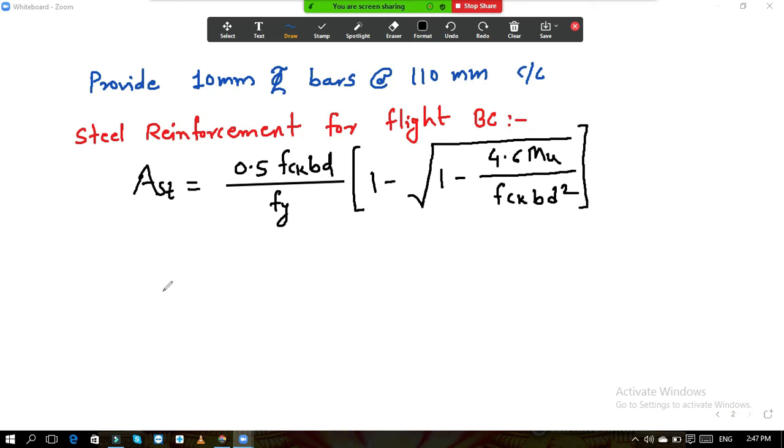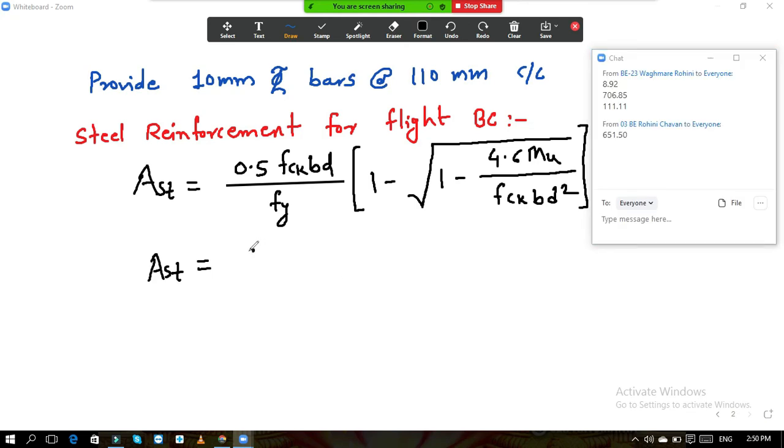So again put the values. The bending moment for flight BC is 36 point something. Put the corresponding value of bending moment, and calculate the AST. It is 651.50 mm square.